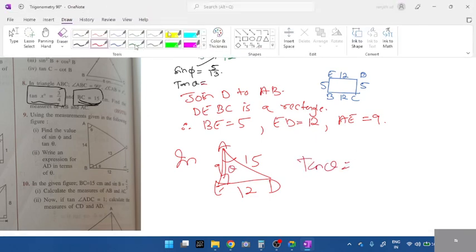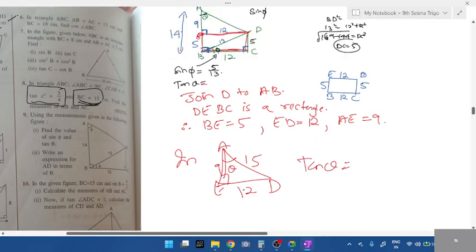Perpendicular by base. What is perpendicular, students? Opposite to theta, what is perpendicular? 12. Base is 9. Hypotenuse is 15, that is not base. Base is 9. If you reduce, you get 4 by 3.